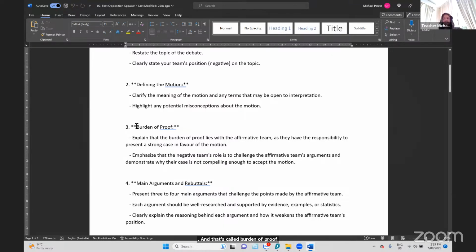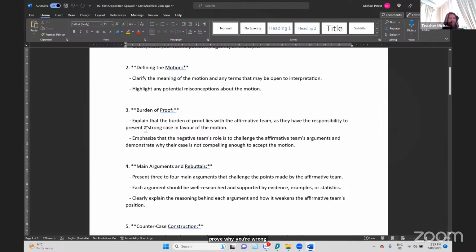So you need to be able to prove that I did what you're accusing me of. Or in the sense of this debate, you need to prove why you agree with this motion. You need to prove why you're right. I don't need to prove why you're wrong. So we have the burden of proof.